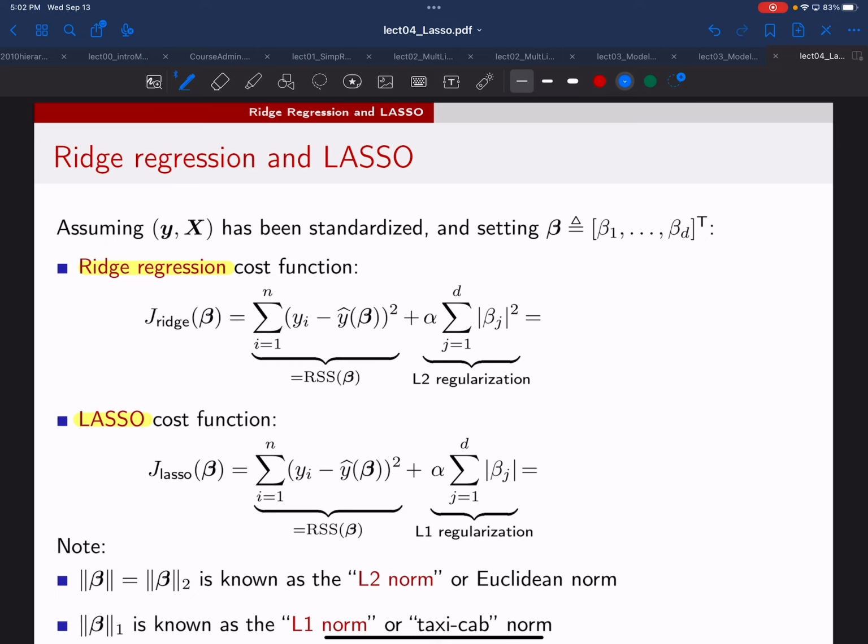So we're going to have the norm of the y vector minus the x matrix times a beta vector squared, because this is actually the sum of squares, so that's the squared norm. And then we have another term now, which is alpha times the squared norm of the beta vector. Okay, so that's a more concise way of writing the same thing.